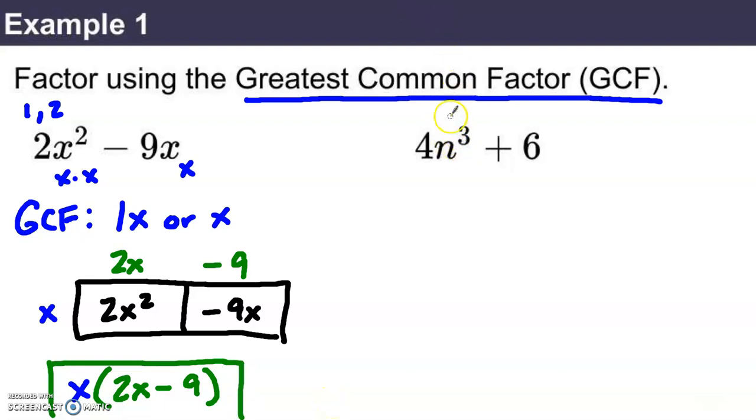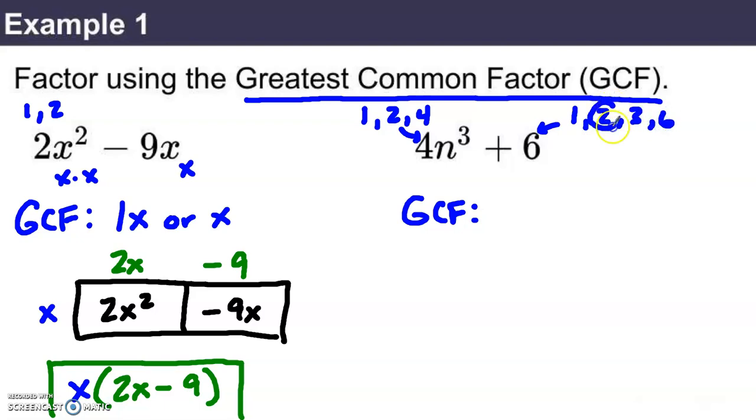Here's another example. Let's see if we can factor 4n cubed plus 6 using the greatest common factor. Well, the GCF, if I think about what goes into both 4 and 6, 4 has factors of 1, 2, and 4. The biggest one of those that goes evenly into 6 looks like it would be 2. So 2 is the coefficient.